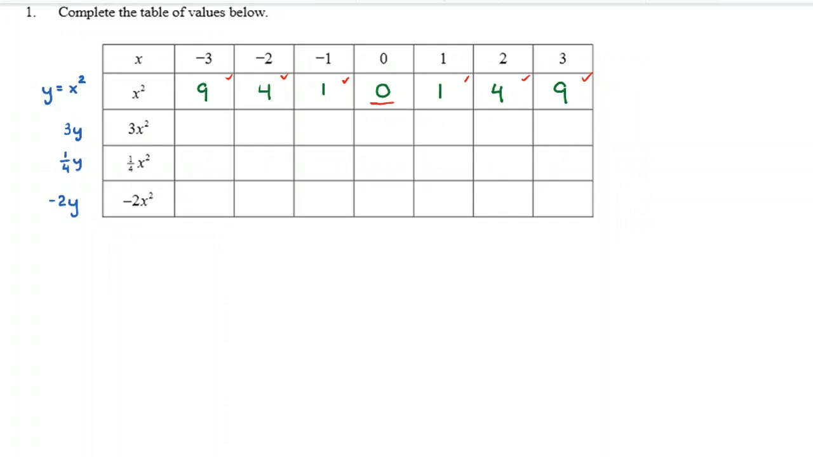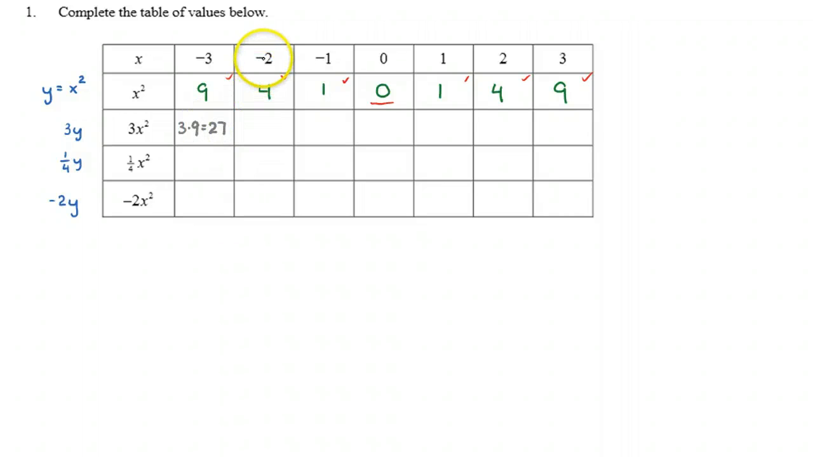So one way to fill in this next row of my chart is to calculate the value by substituting in the x value. So if x is negative 3, negative 3 squared is 9. So this is like saying 3 times negative 3 squared. So negative 3 squared is 9, 9 times 3 is 27. So this is like saying 3 times 9, which is equal to 27.